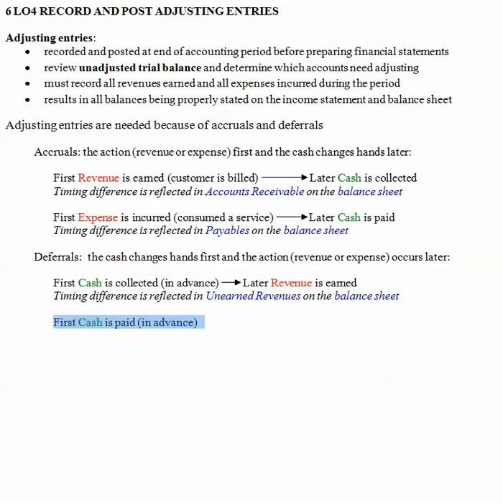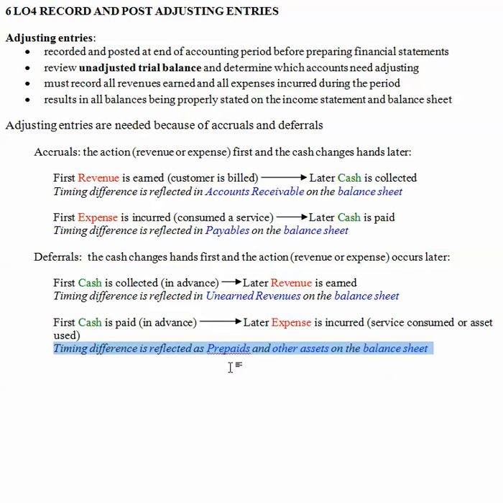And then for expenses, you pay your money in advance. You pay the money first and then later you use it. So in that case, what you'll see on your balance sheet to explain the difference between the cash paid and the amount you've used during the period are prepaids or other assets like supplies, and then your equipment and long-term assets that will be used over time.